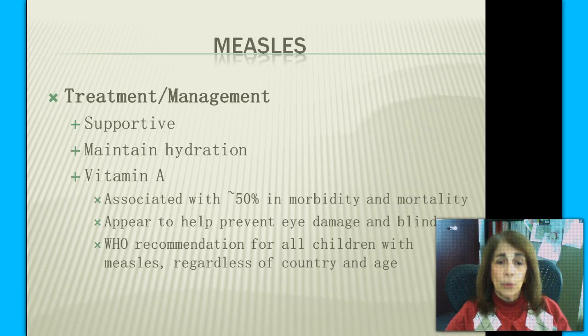The World Health Organization recommends that all children with measles, regardless of what country they are in at the time of diagnosis and how old they are, should receive vitamin A supplementation. Treating with vitamin A has been associated with a 50% improvement and reduction in morbidity and mortality from the measles, and it does appear to help prevent eye damage and blindness. So the WHO, the organization, not the rock group, recommends that all children get this.